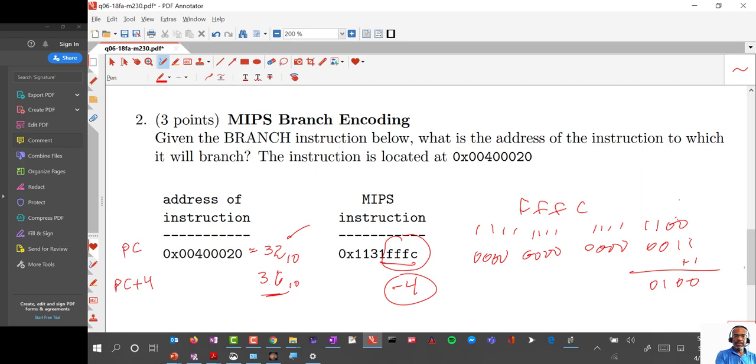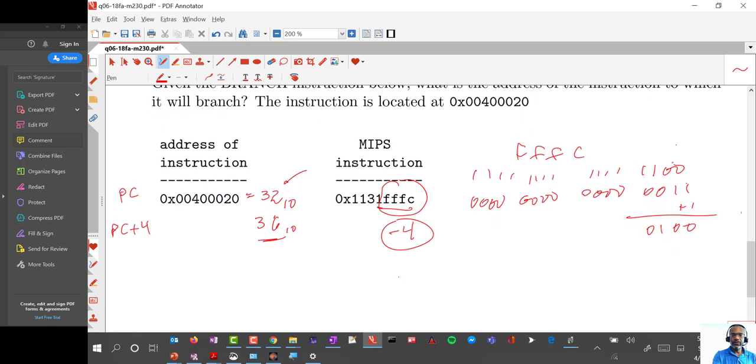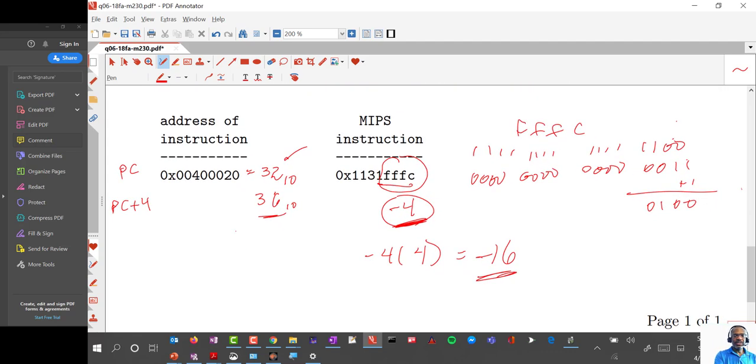Given that the program counter is at 36, I'm not going to just simply add negative 4, even though I'm going 4 instructions up. Each instruction occupies 4 bytes. So since it's 4 instructions, and there are also 4 bytes per instruction, this value that we get here will always be multiplied by 4 to reflect the total number of bytes that we need to add. So I'm going to go from 36 and add to it negative 16.